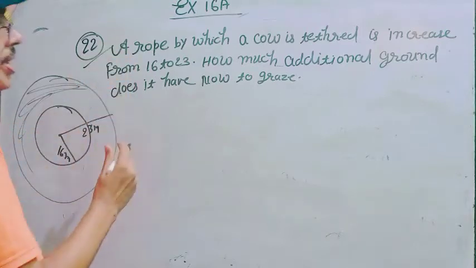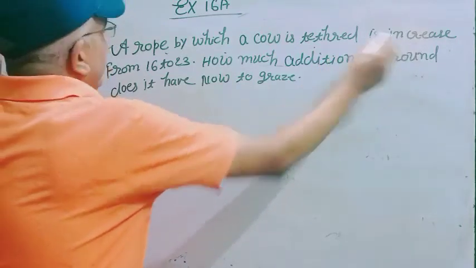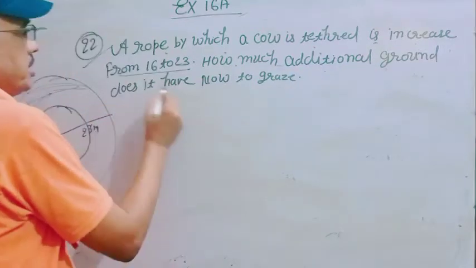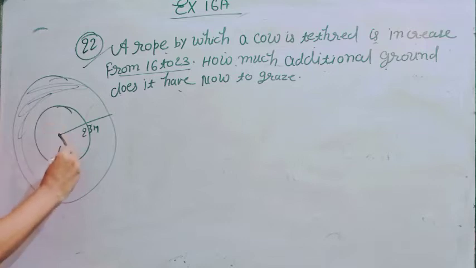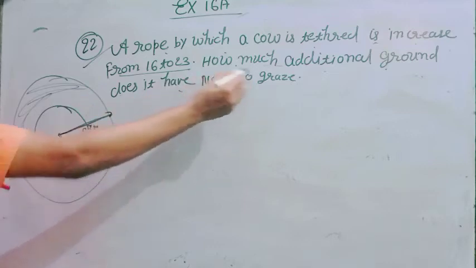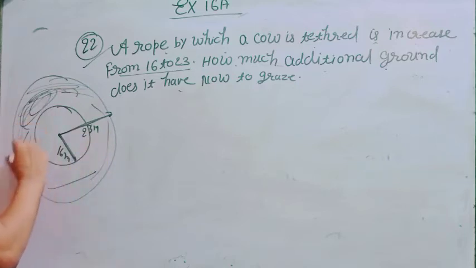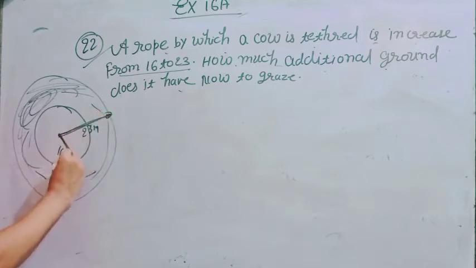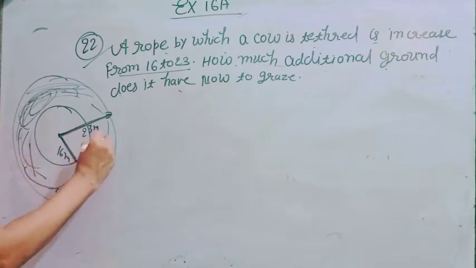Now see question number 22. The rope by which a cow is tethered is increased from 16 m to 23 m. How much additional ground does it have now to graze? The cow is tethered with a 16-meter rope, and now the length of the rope is 23 meters. Your question is how much additional ground does it have to graze? That means this is the part of the additional ground. First this is the rope and now this is the rope. It is 16 meters and now 23 meters. Then what is the additional part of the ground that the cow can graze?